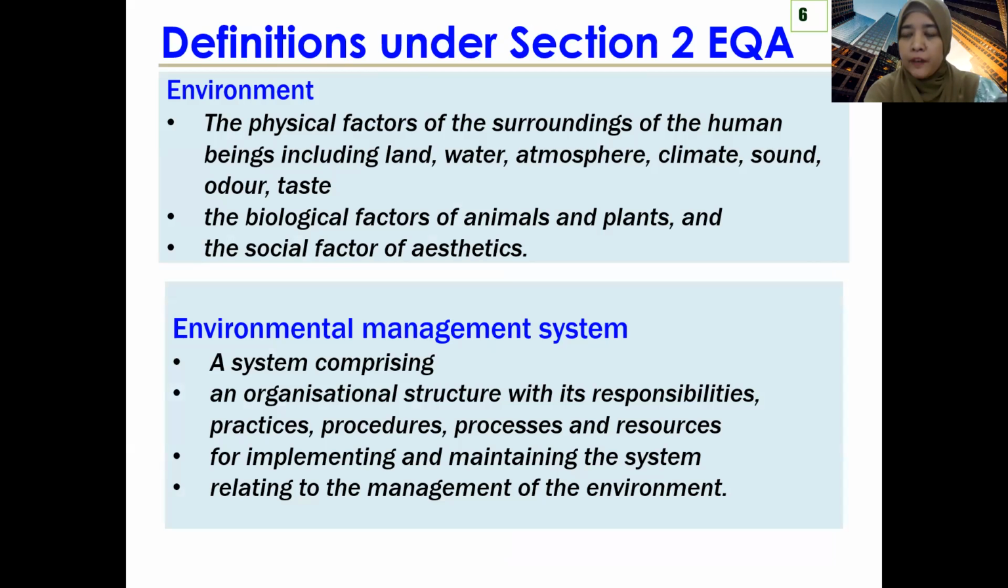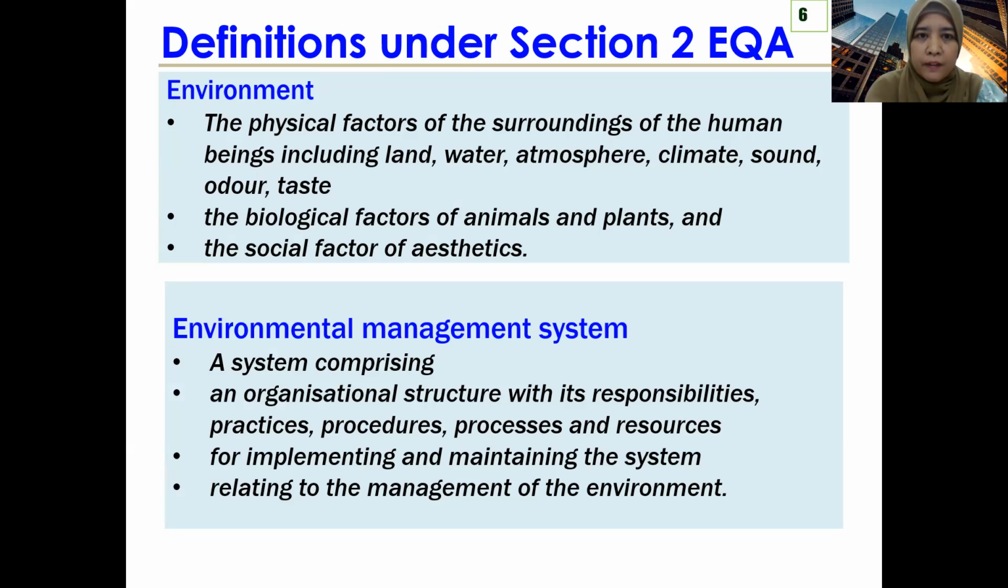Now, if you go to the first part, part 1 of the EQA, we will find all the important definitions, and definitions for the EQA are contained in section 2. As we all know, in all acts, normally the definition, the tafsiran, will come at the beginning, section 2 or section 3. But in the case of the National Land Code, it is section 5. Anyway, definition under section 2, the first one, is the definition of environment.